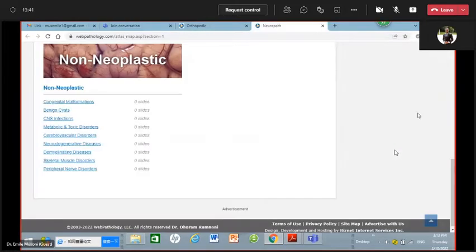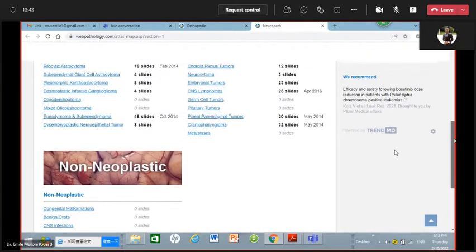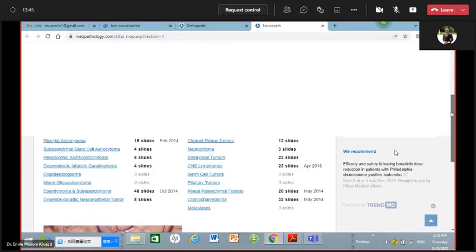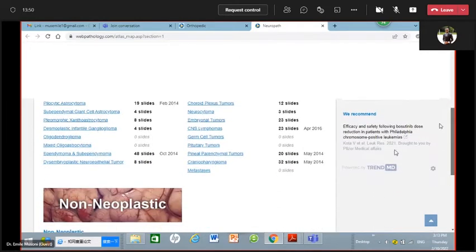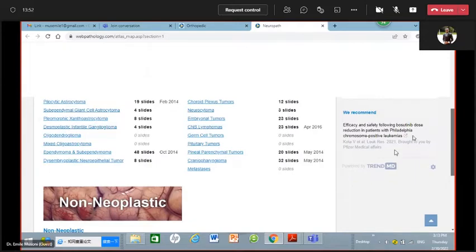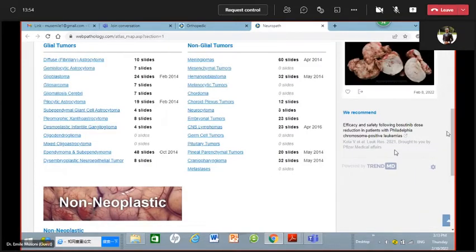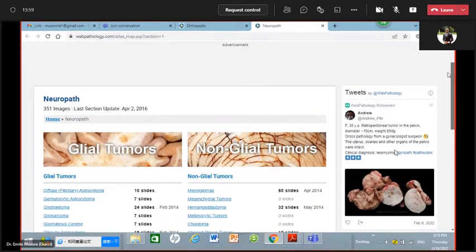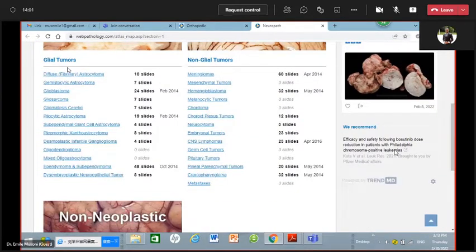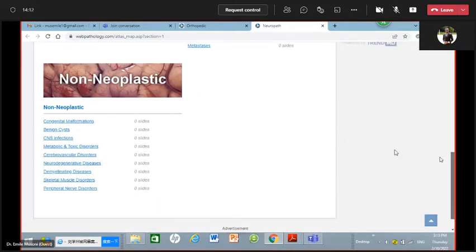For example, before, you have to use also this link to know those tumors. You see, there is a long list of tumors. There are some gliomas, diffuse glioblastoma, and other things, there are so many. Non-glial tumors, meningioma, non-neoplastic.